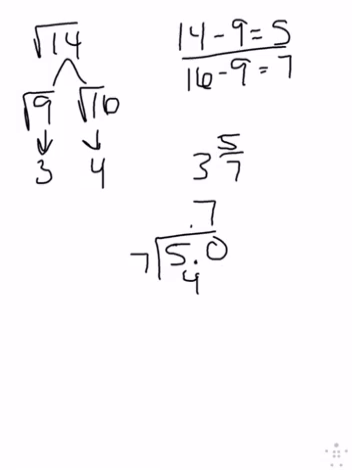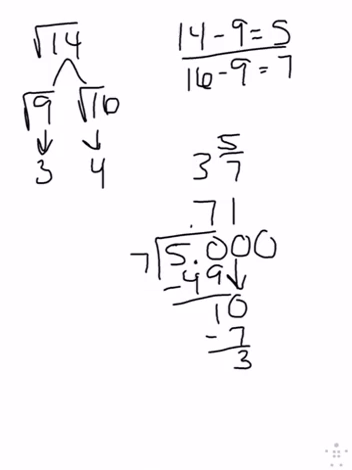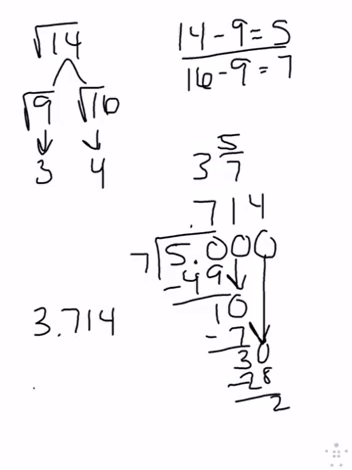7 can go into 50 seven times, which is 49, subtract and I get 1, add a 0, bring it down. 7 can go into 10 one time, I get 7, subtract and I get 3. Add a 0, bring it down. 7 can go into 30 four times, I get 28, subtract and I get 2. My answer is 3.714. But for number 22, it says round to the nearest tenth, so my answer is 3.7.